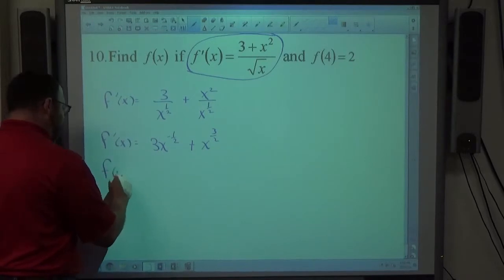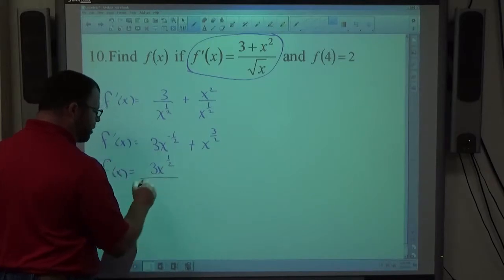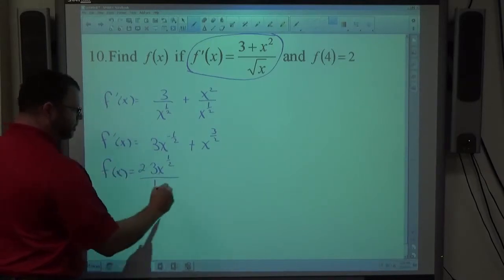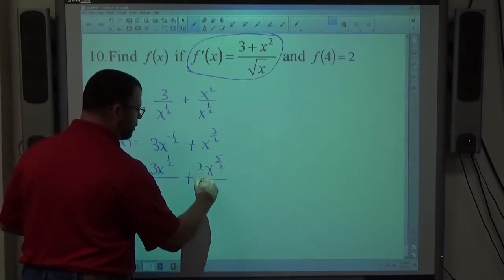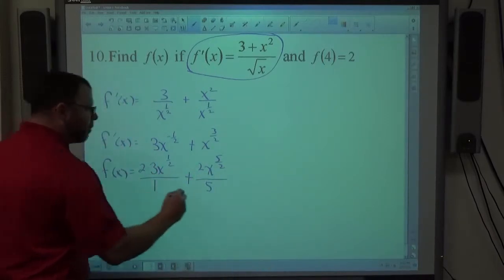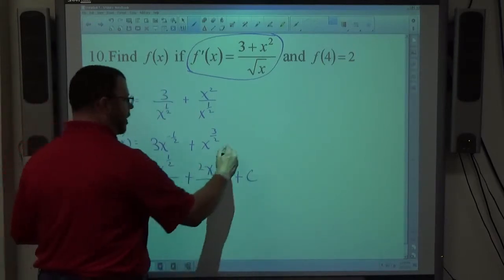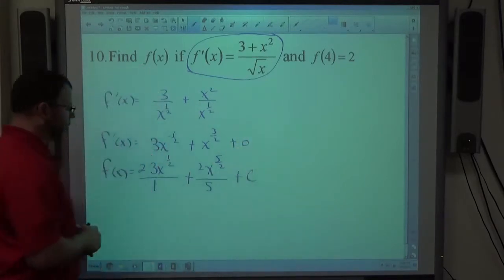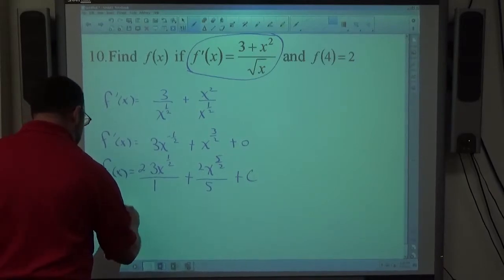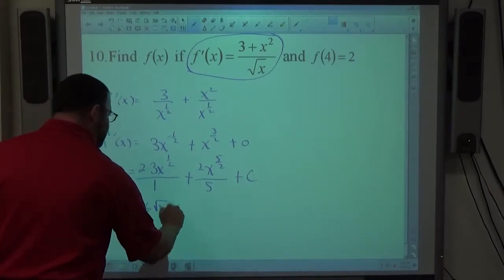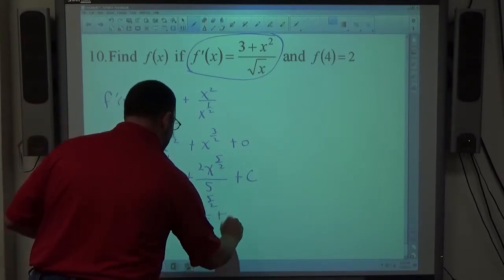That means that f of x is the antiderivative of this, so we're going to raise the power by 1, and divide by a half, which is the same as times 2 over 1. We're going to raise the power by 1, and divide by 5 halves, which is the same as times 2 over 5. Plus some constant we have no idea might be there, because again, the derivative itself has a plus 0, the derivative of a constant is 0. If I simplify this as much as I possibly can, I get f of x equals 6 square root of x plus 2x to the 5 halves over 5 plus c.